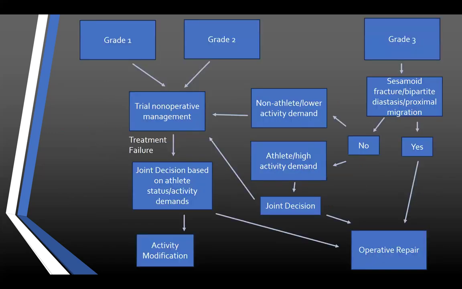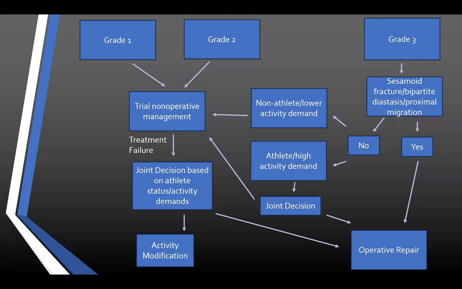To wrap up, I'm trying to make a bit of a flow sheet, in my head, of how to manage these injuries. For your low grades, grades 1 and 2, generally go straight to conservative management. Most of them will get better. If there is treatment failure, you have a joint discussion with them based on what they want out of their life and their activities, and whether or not they're an athlete. From there, you can make the decision whether to continue activity modification and treatment, or go more towards operative repair.